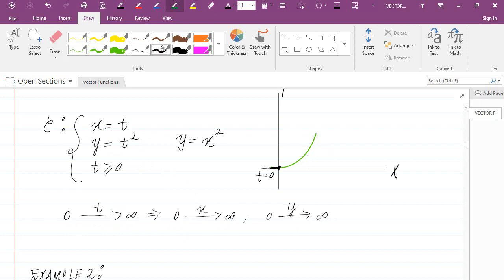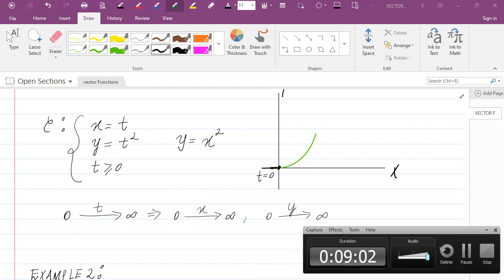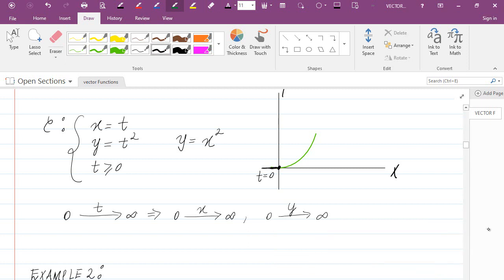So that tells us that the bug, notice that at time 0, the bug is at the point 0, 0, right here, and then it is moving up in this direction. So that's how the parabola is traced here. And that also tells us that the path of this curve is not the entire parabola, right? It is only the right half of the parabola.